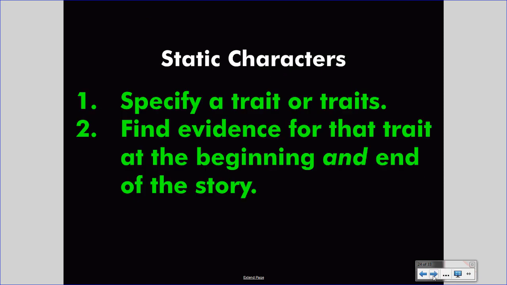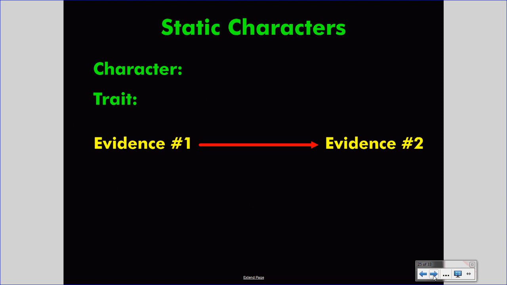Let's turn our attention to static characters. Static characters are those characters that only demonstrate one trait throughout the story. They do not change. So this requires two tasks. One, specify a trait or traits. Two, find evidence for that trait at the beginning and end of the story. The framework looks like this. Find a character, assert a trait, and find the evidence at the beginning and the end of the story.